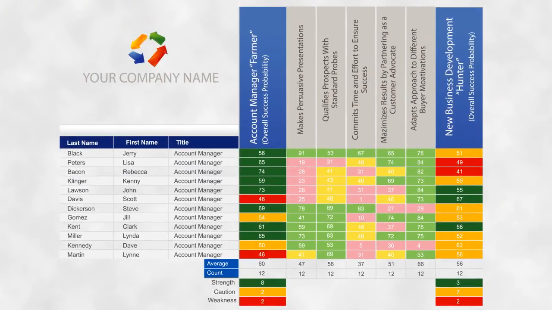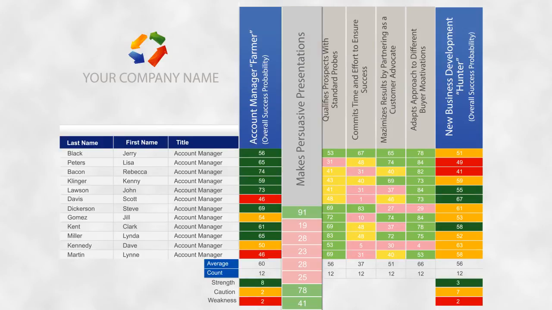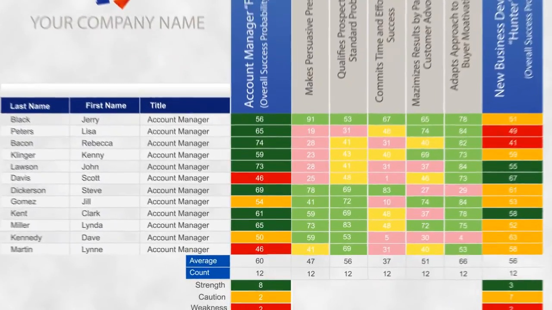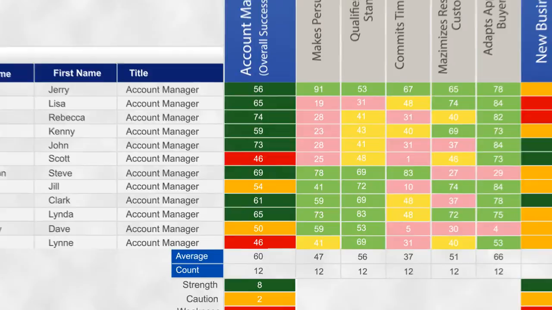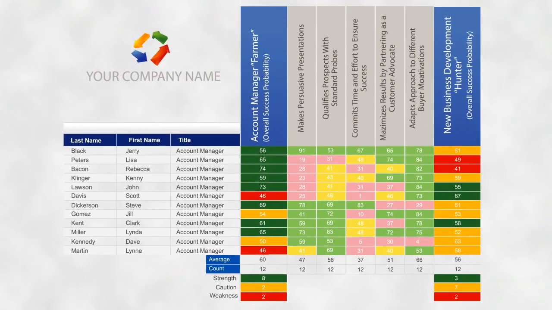In this example, the competency scoring within the new business development profile that stands out is makes persuasive presentations. That score is below Chally's benchmark standard of 50, which indicates the team is not naturally wired to be highly effective at that competency. Training will help, but only to a certain point. Management will need to think about coaching to drive those behaviors.